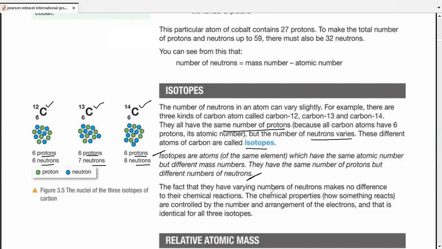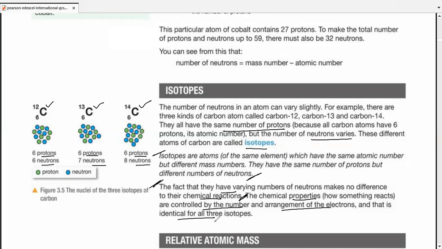Now, the fact that they have varying numbers of neutrons makes no difference to their chemical reactions. Note this line down, it is very important and has been considered in past papers as well. Chemical properties are controlled by the number and arrangement of electrons, which is identical for all three isotopes given over here.